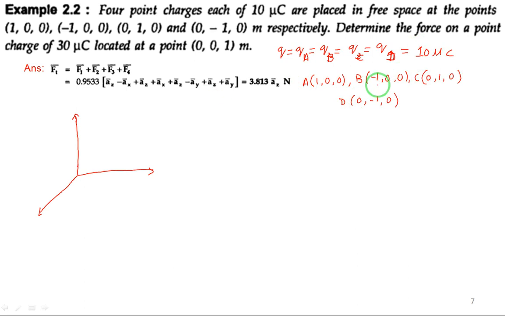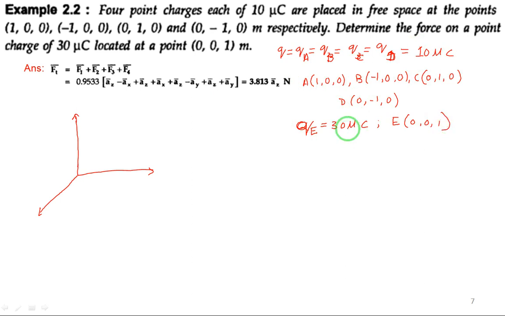Then we want to determine the force on a point charge of 30 microcoulomb. I have used QA, QB, QC, QD, so let me call this another charge QE. QE is equal to 30 microcoulomb, and it is located at E of 0, 0, 1.